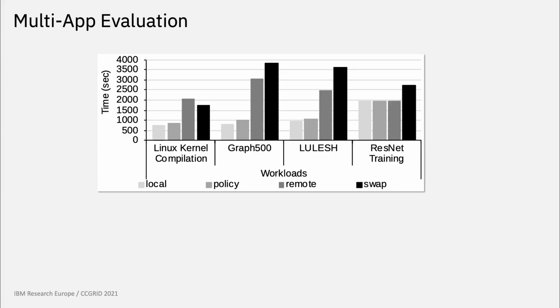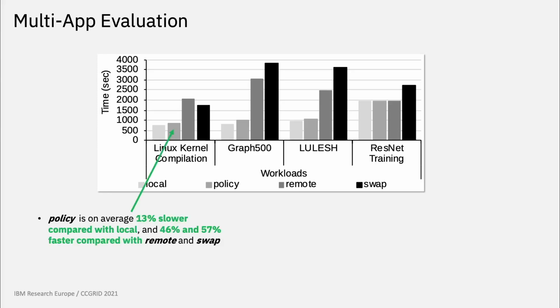As expected, the local configuration outperforms any other configuration. The second most performant configuration is policy, which is on average 13% slower compared to the local, but 46 and 57% faster compared to the remote and the swap configurations respectively. Noticeably, except for the Linux kernel compilation, remote is faster by 34% on average compared to the swap configuration. These results indicate that introducing and exploiting disaggregated memory through our system software stack can yield a performance level comparable to local, as well as effectively increasing the CPU utilization of a node under memory pressure.